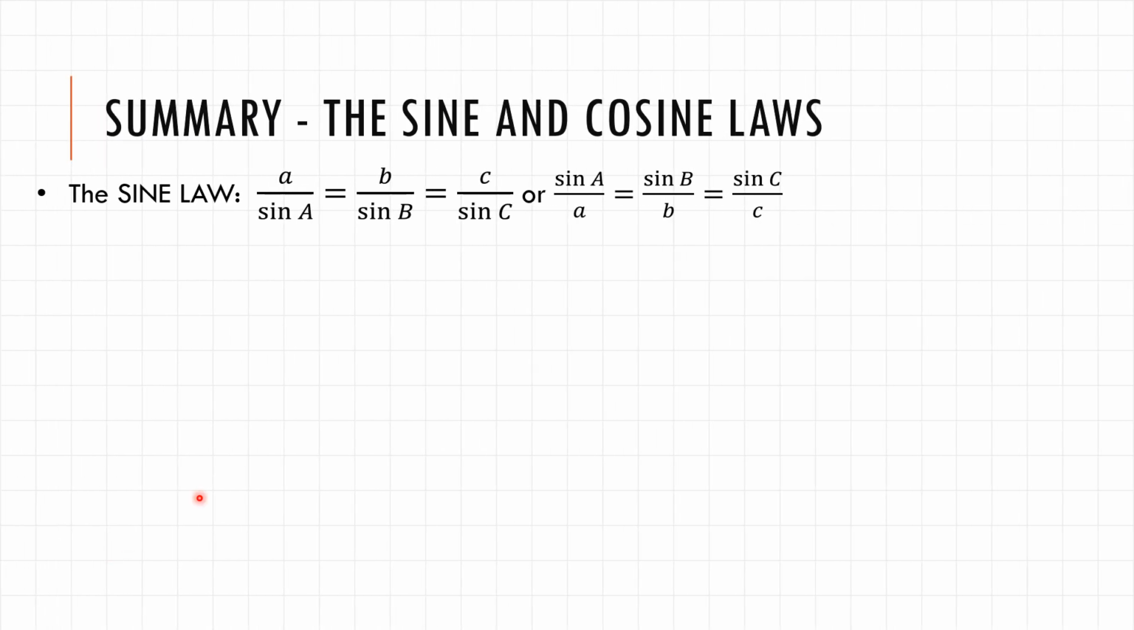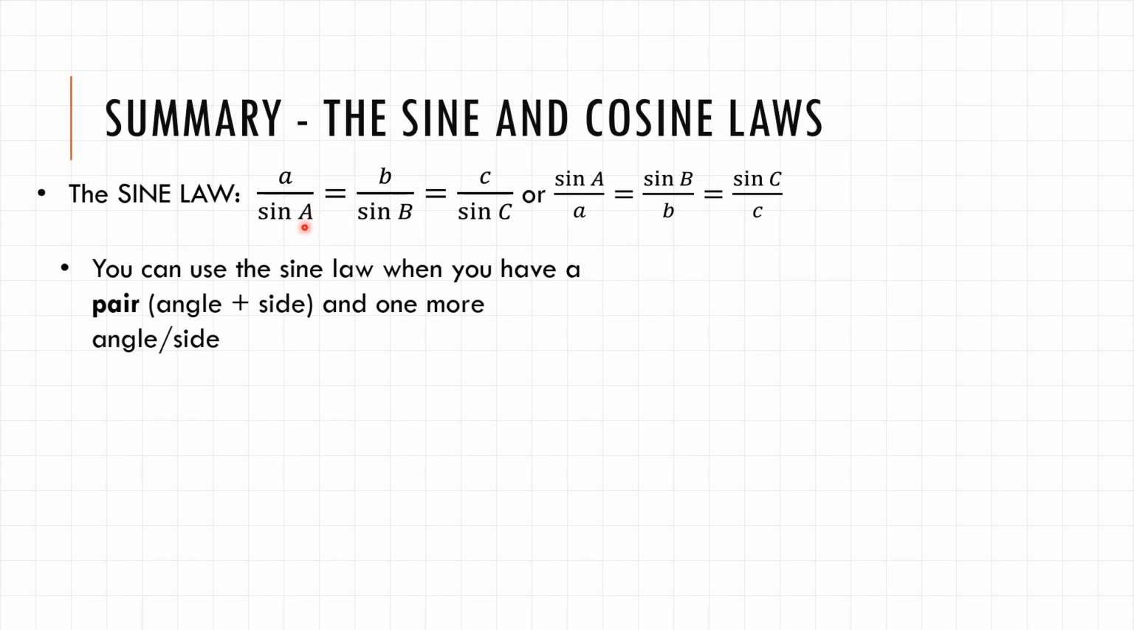From there, we moved on to the sine and cosine laws. The sine law is given to you here, and there are two versions of it. One of them has the side lengths in the numerator, and one of them has the angles in the numerator. Remember that the same letter is shared by opposite angles and side lengths. So this side length is opposite angle A. You can use the sine law when you have an angle and its opposite side length. So now you have everything on one side of the equal sign, and you also need one more angle or one more side.